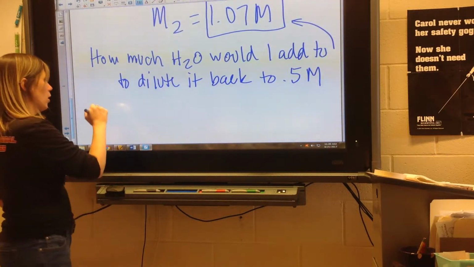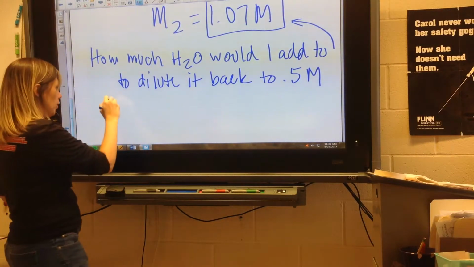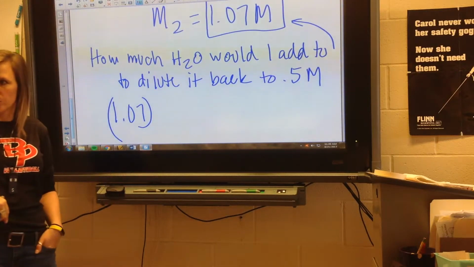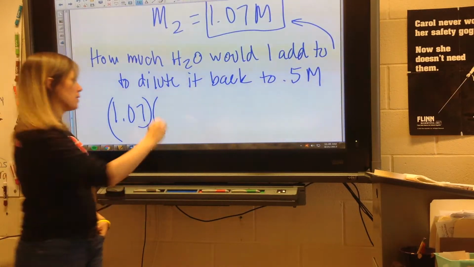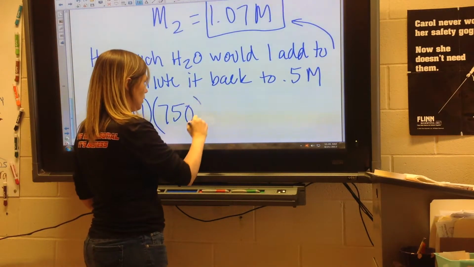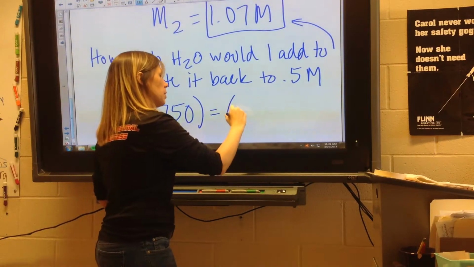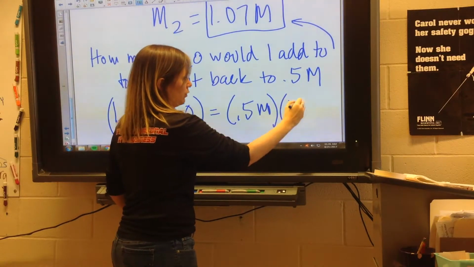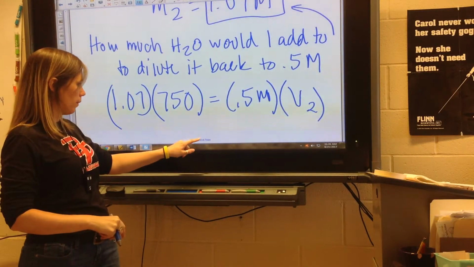What are we going to use for our M1? 1.07, what we left off with, right? That's our new original solution, our new OG solution. How much of that did we have? 750 milliliters. We want our newer solution to be 0.5 molar. We're going to dilute it again, and we need to figure out what our final V2 is. Go ahead and solve for V2. Let me know what you come up with.